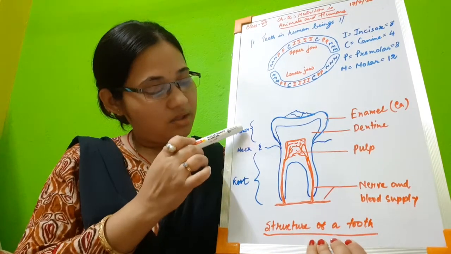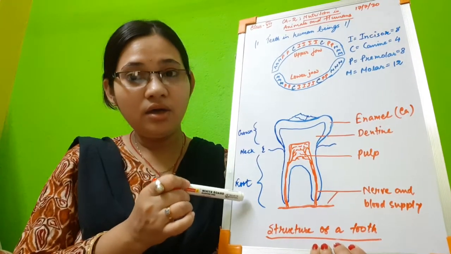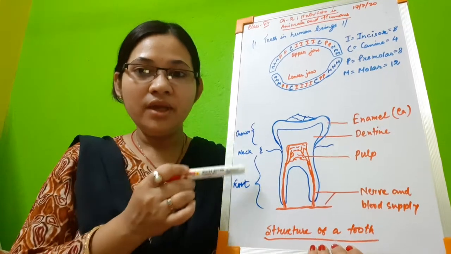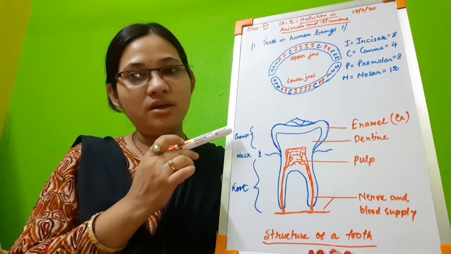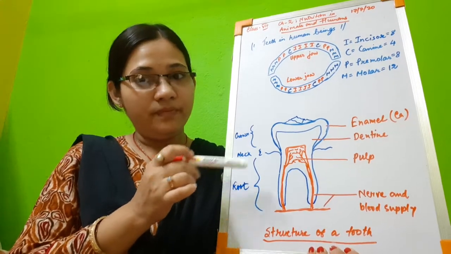So there are 3 major parts: the crown, the neck and the root. The crown is above the gum, the root is embedded inside the gum, and the neck is a small portion in between the crown and the root.